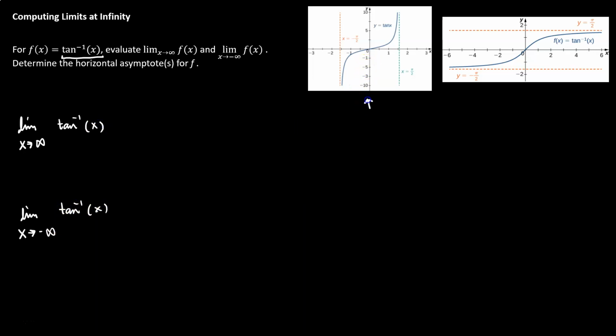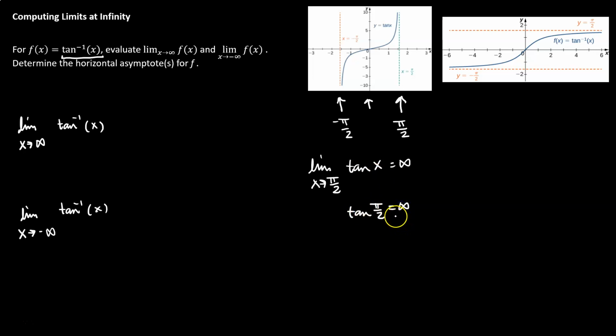If we think back to the graph of tangent x, we can remember that there are two vertical asymptotes. One occurs at +π/2, one occurs at -π/2. This means that as x approaches +π/2, our function goes up to infinity. In other words, tangent at π/2 is pretty much equal to infinity.